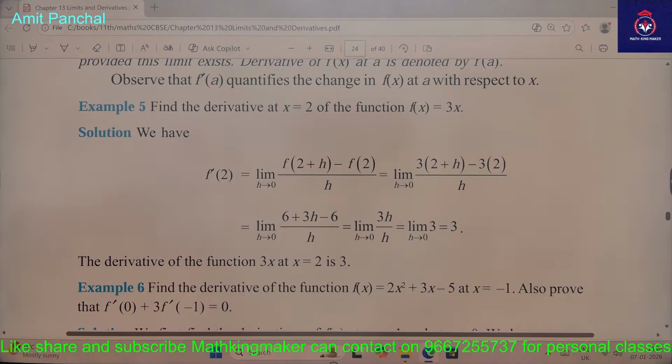Sir, is it 7? No, it's not 7. It is not finding what you got as f dash 0. It is at x equal to minus 1. It is not 7.